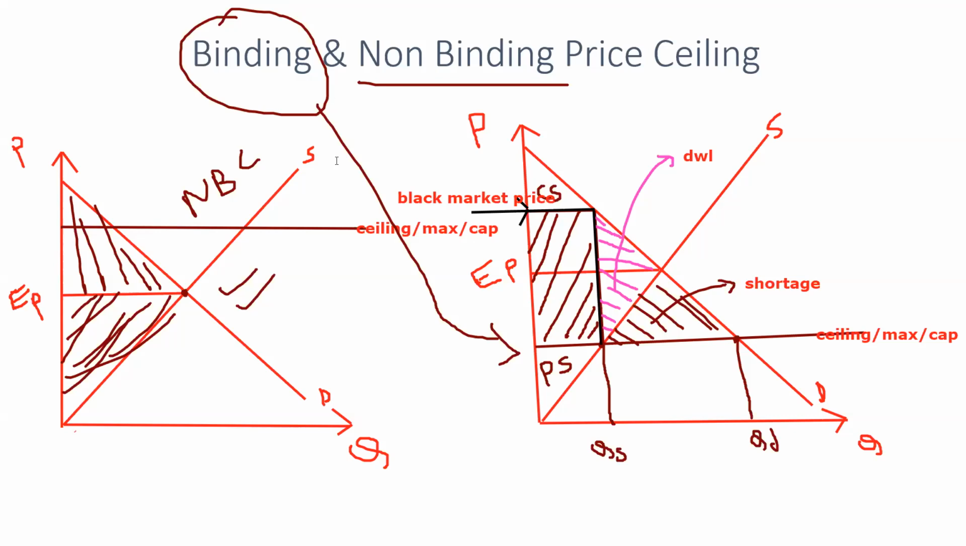So this shows a binding and a non-binding price ceiling. Moving on. Now we look at a binding and non-binding floor. So the diagrams are going to be similar. Let us understand what a floor is. A floor is a minimum. So you cannot go below the floor.